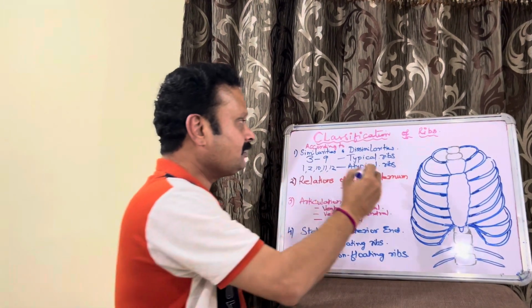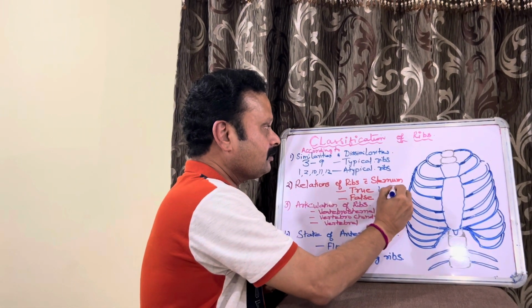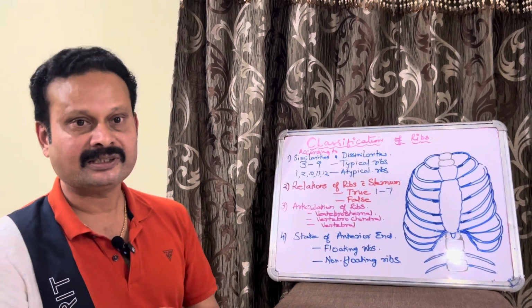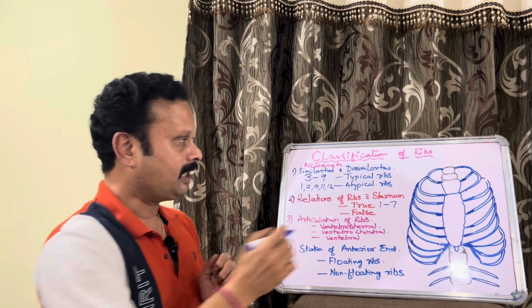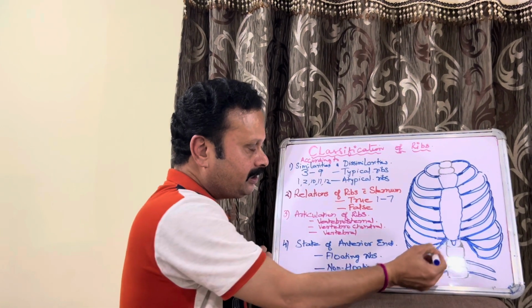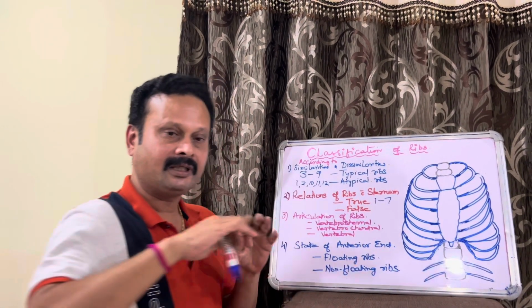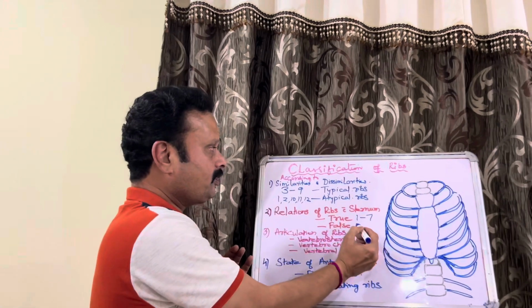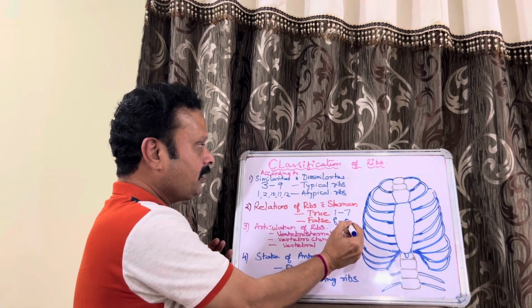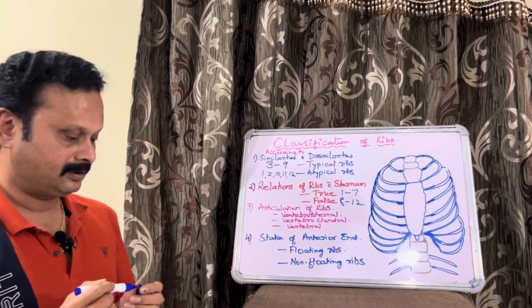True ribs are 1 to 7, and the remaining are false ribs because they don't directly articulate with the sternum. Either they articulate through the costal margin, or the last 2 ribs don't articulate at all. So, 1 to 7 are true ribs, 8 to 12 are false ribs.